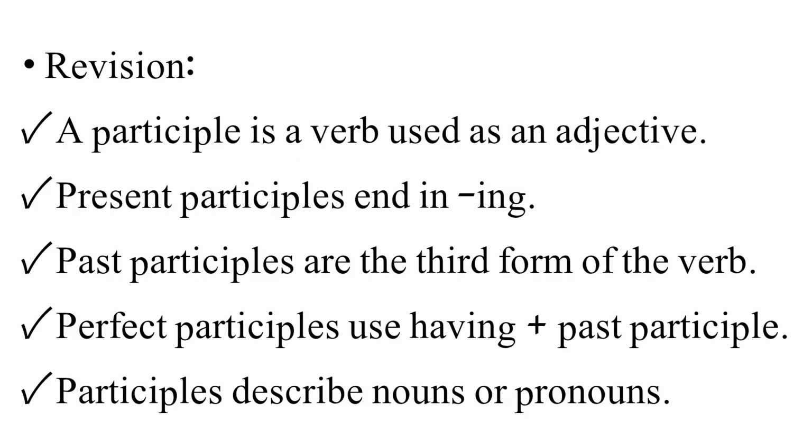Let's revise the lecture. A participle is a verb used as an adjective. Present participles end in ing. Past participles are the third form of the verb. Perfect participles use having plus past participle. Participles describe nouns or pronouns.